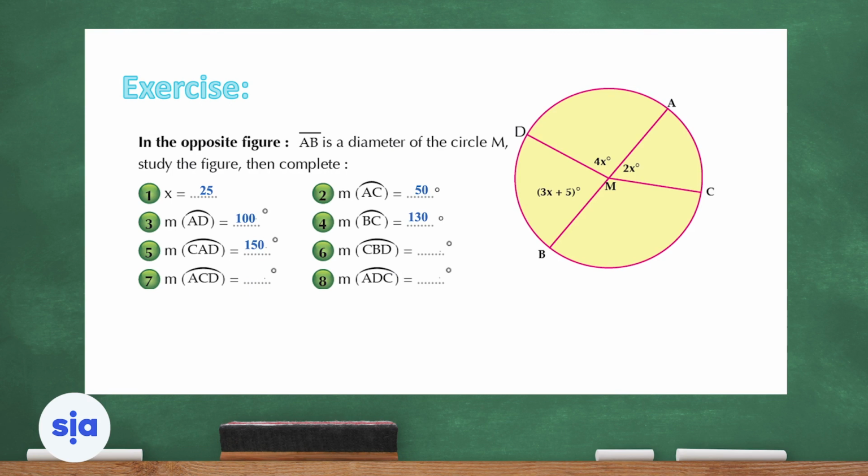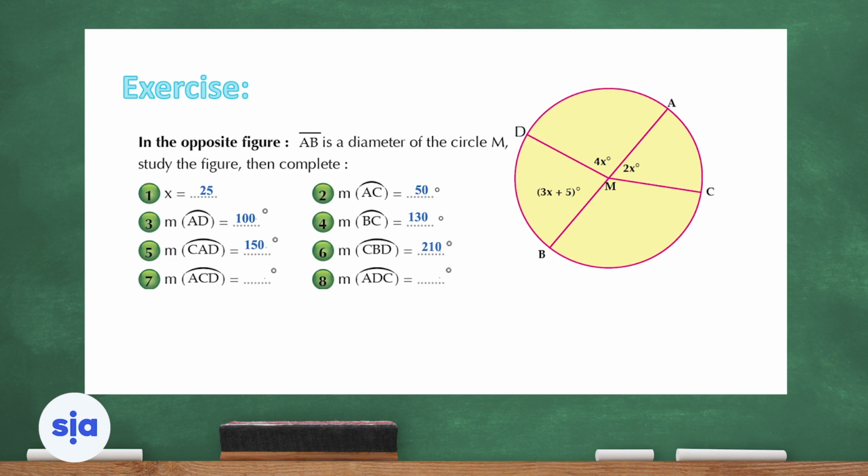Next one, the measure of arc CBD. CBD, yes. CBD is what? It is CB and then BD. CB, we got it in number 4, which is 130. And DB, we need to substitute x by 25. So it's 3 times 25 is 75 plus 5, it's 80. Then you combine them together, CB plus BD, so it's 80 plus 130, it's 210 degrees.